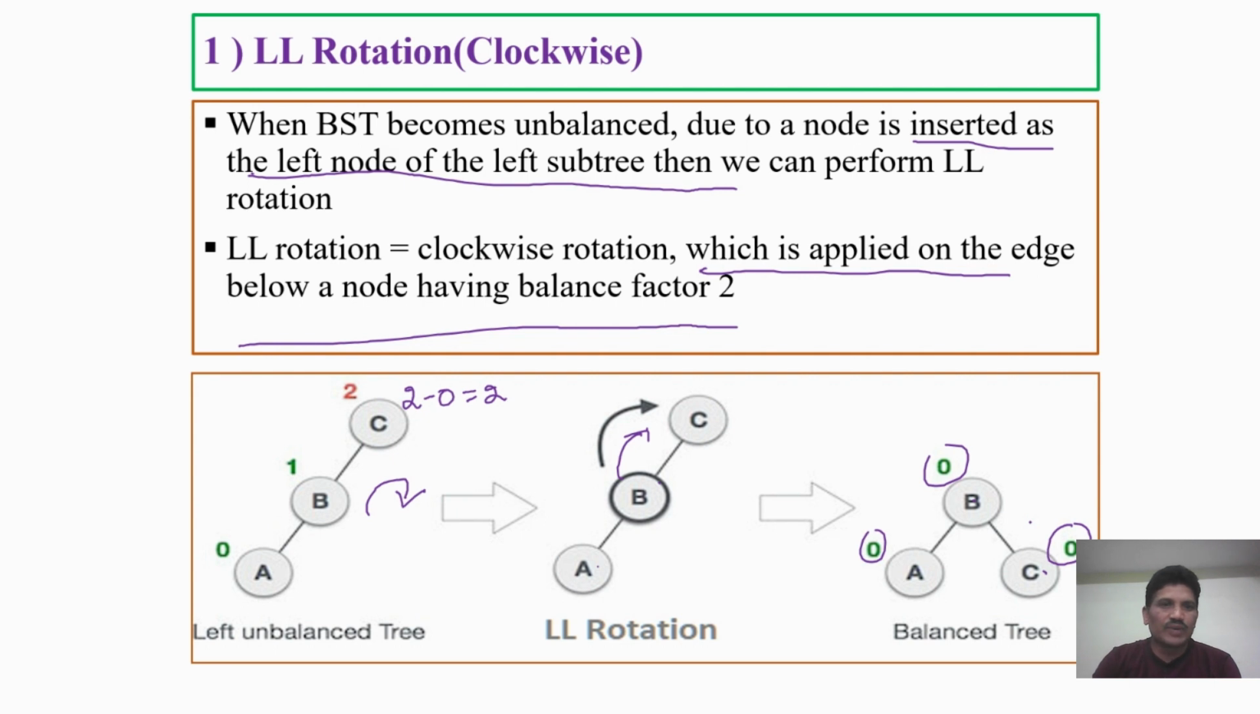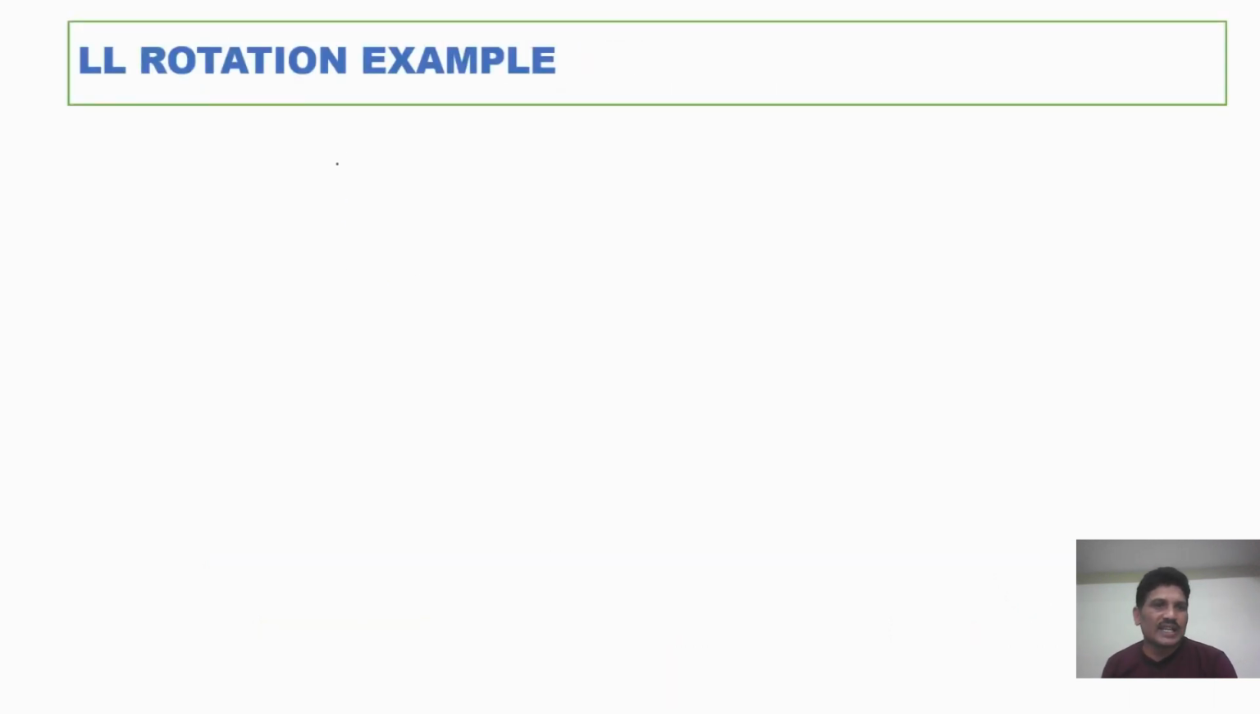Then I will also give an example for it. LL rotation example. For example 30, then 20, then 10. Then this balance factor is 0. The balance factor is plus 1. The balance factor is plus 2. Because it is not an AVL tree. How do you say whether a tree belongs to the AVL tree or not? If the balance factor does not exceed more than 1. Then what is the balance factor of the node 30? Then it does not belong to the AVL tree.